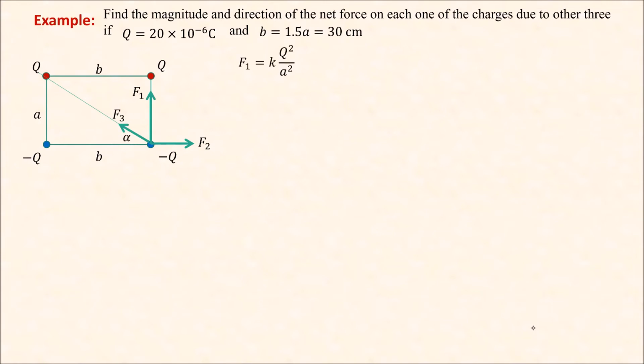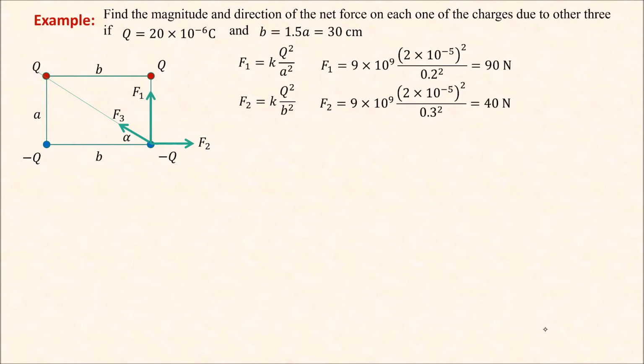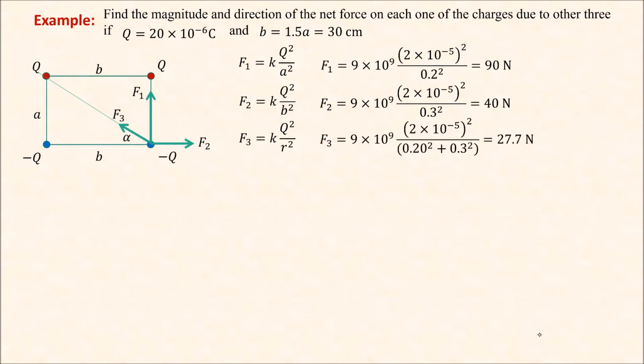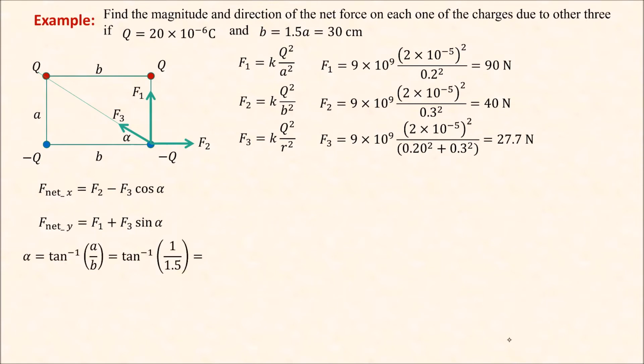Alpha. f1 is kq squared over a squared. That's the value, 90. f2 is kq squared over b squared, which becomes 40. f3 is kq squared over r squared, which is 27.7. All right? And then f net x is f2 minus f3 cosine alpha, f net y is f1 plus f3 sine alpha. Alpha is tan inverse of a over b, which is 33.69.